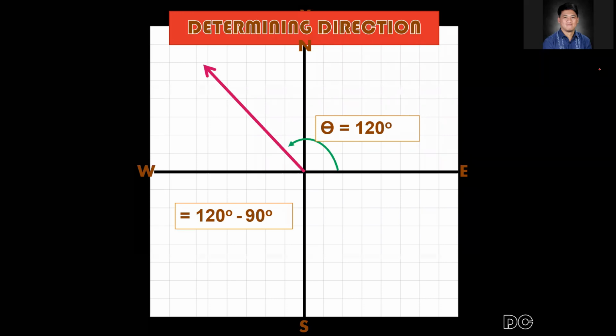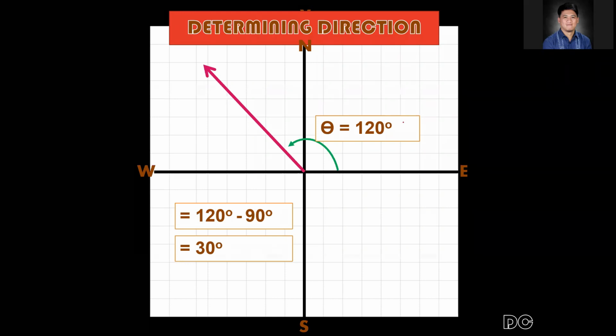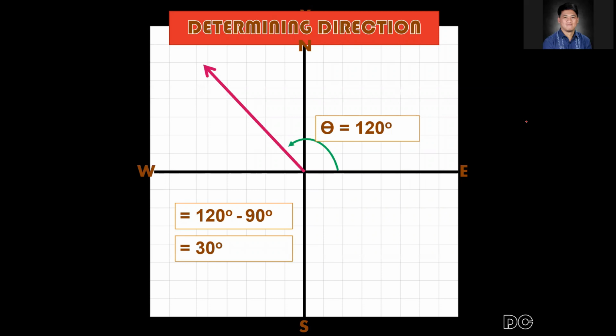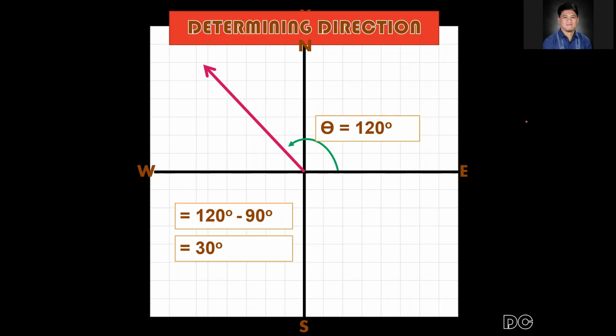So 120 degree minus 90 degree is now equal to 30 degree. And since we subtracted 90 degree, which is the angle equivalent to the north, therefore, instead of starting from the east, now our angle that is equivalent to 30 degree will now start from the north.